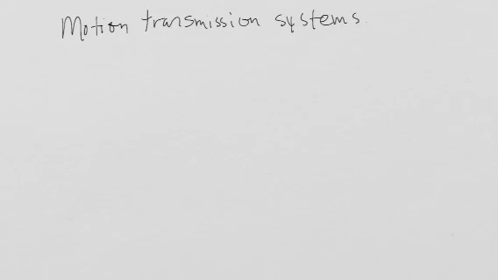So when we're talking about motion transmission systems, there are two key words in these two different types of systems that we're going to talk about. The first one we're looking at is motion transmission, and that is going to be different from motion transformation. Okay, we need to get those two words separated. They don't mean the same thing.